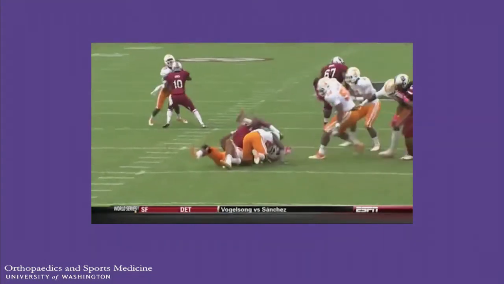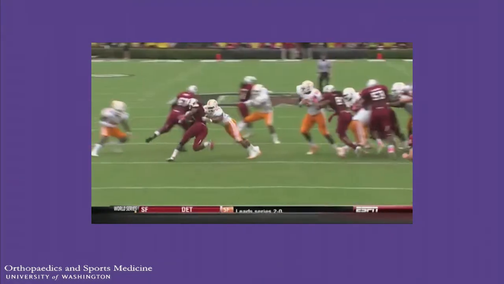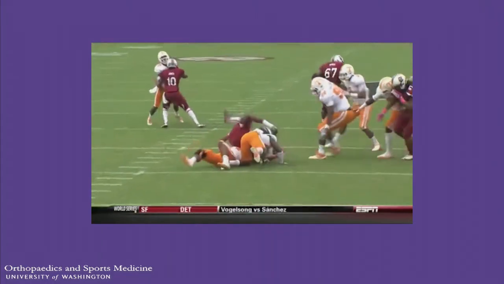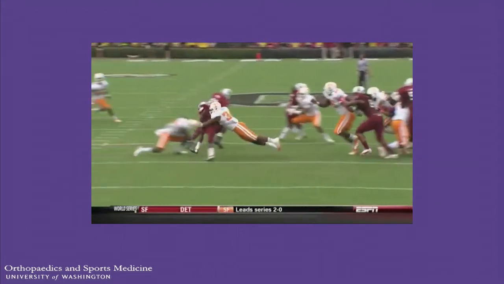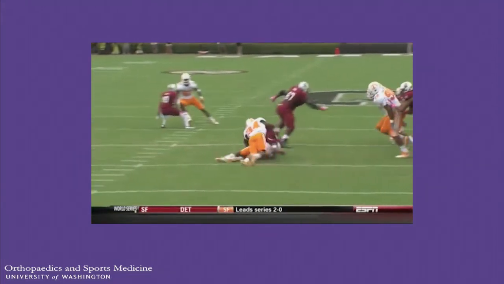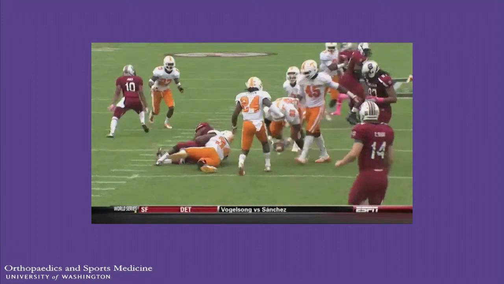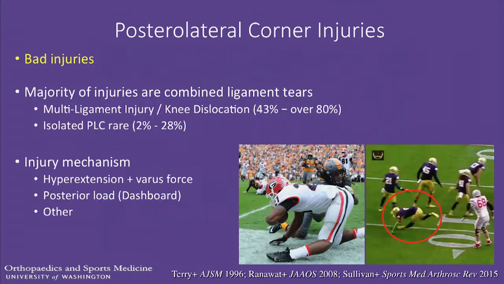So this happened a couple years back. And you can kind of see it in slow-mo a little bit better. This was Marcus Lattimore, who was a pretty highly touted running back for the Gamecocks. And he had this pretty fearsome injury, this knee dislocation. And you could see that the defender came and hit his planted knee kind of from the medial side, and you had probably a hyperextension valgus type mechanism.